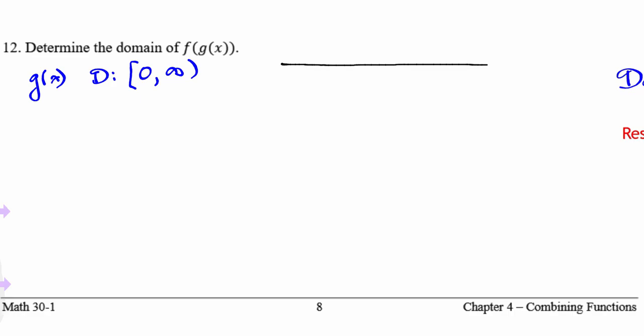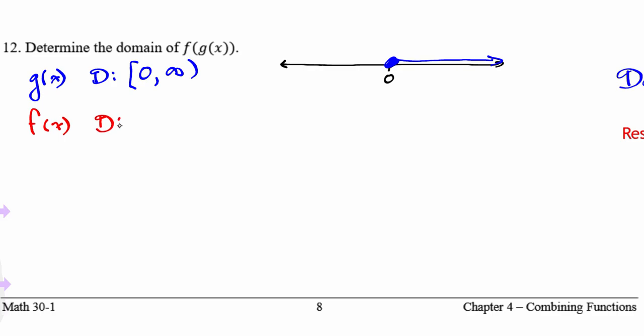On the number line, there's 0. So from 0 to infinity, any of those are acceptable inputs. Next, we look at the f of x function.